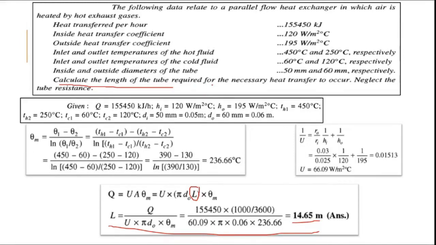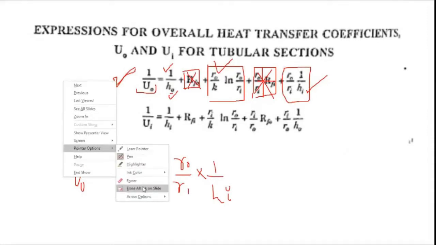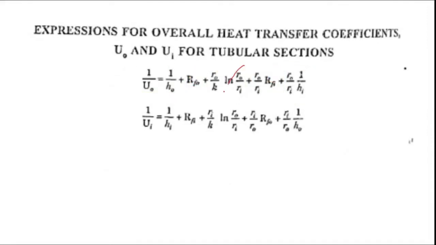Also, you can see in the question that they had mentioned to neglect the tube resistance. It means we don't have to consider the conduction resistance. That's why we were neglecting this part, ln R0 by Ri. And this is something called fouling. We will see what fouling is later in the subject, maybe in some other class. So for now, you can neglect this portion.